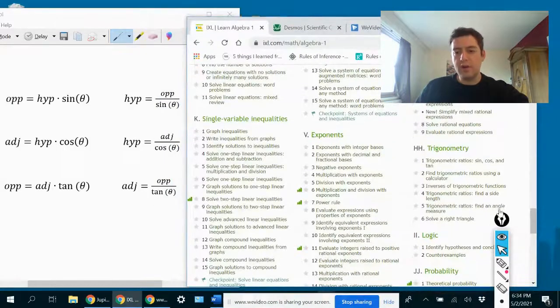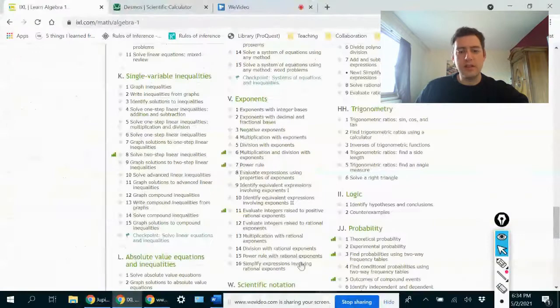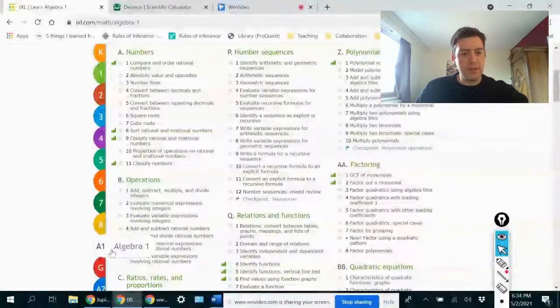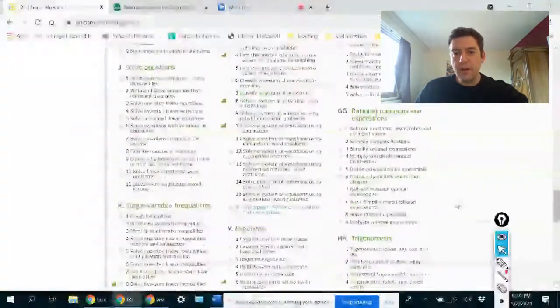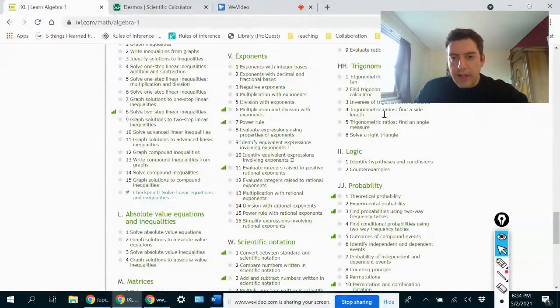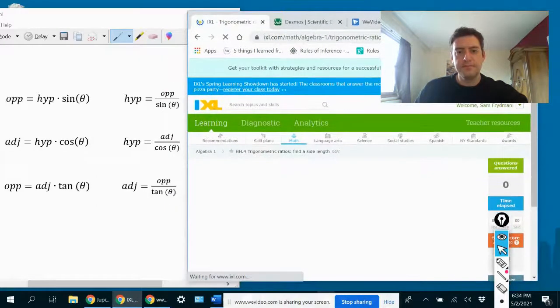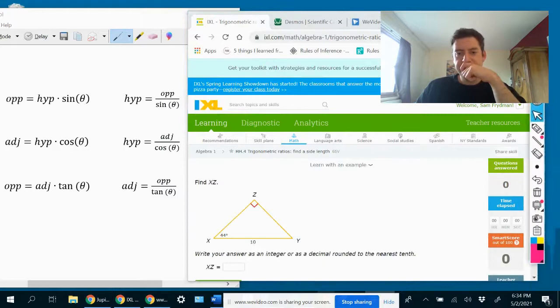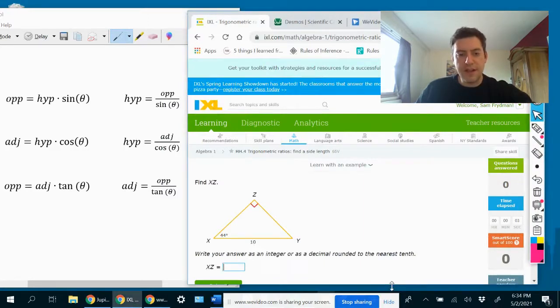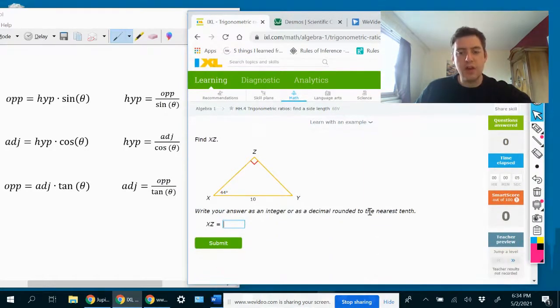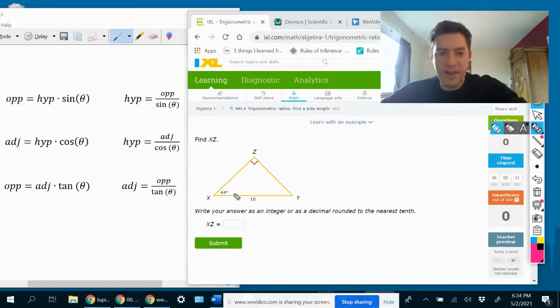You can see I'm on Algebra 1, HH4, trigonometric ratios, find a side length. Okay, find XZ. So we have a triangle here, a triangle XZY, and we're going to try to find the length from X to Z.